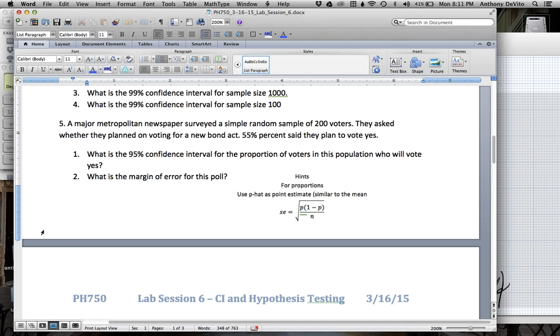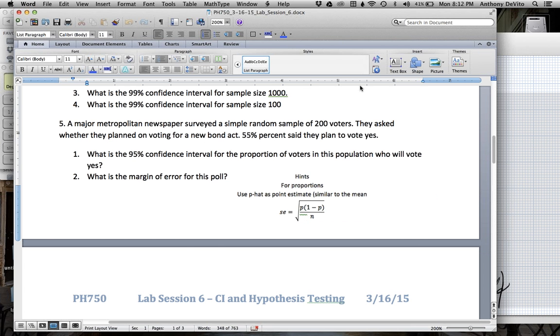A major metropolitan newspaper surveyed a simple random sample of 200 voters. They asked whether or not they planned on voting for a new bond act. 55% said that they planned to vote yes. Okay, now what we're really interested in here is they do surveys like this all the time. They do voter surveys all the time. What we're really interested in, we want to know what proportion of the voters are going to vote yes. All of the voters, right?